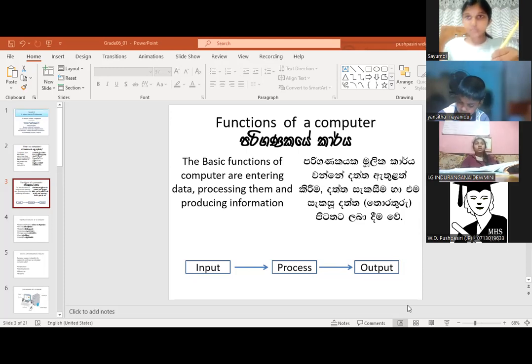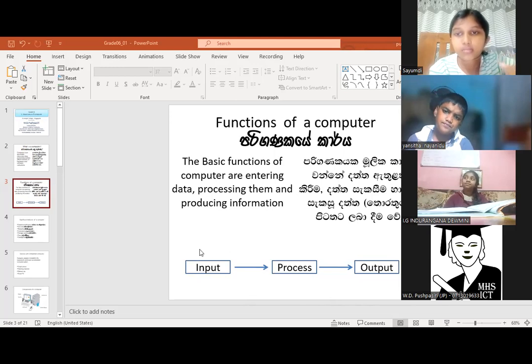So as input, what are we going to input to the computer? All the data, right? Then what is processing? The data is going to be processed. What will be the output? The processed data is going to be the output, right? For example, I input from the computer keyboard, 2 into 2.